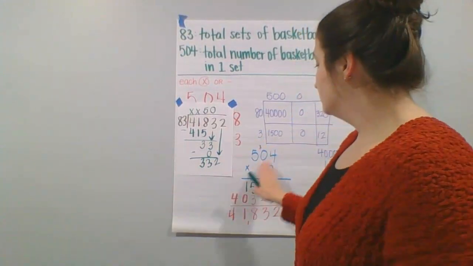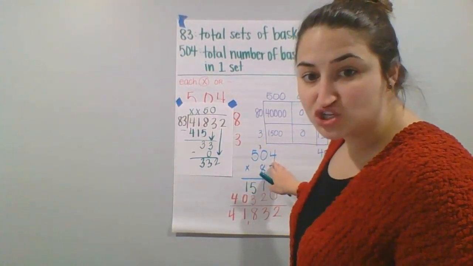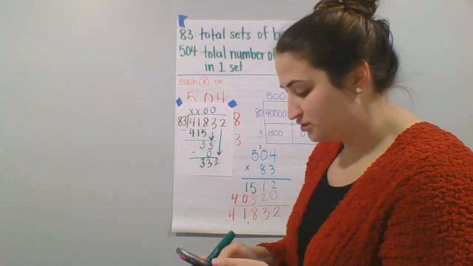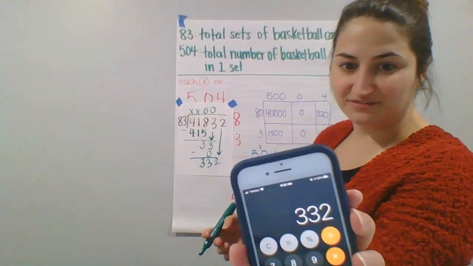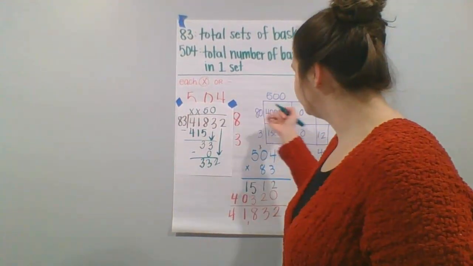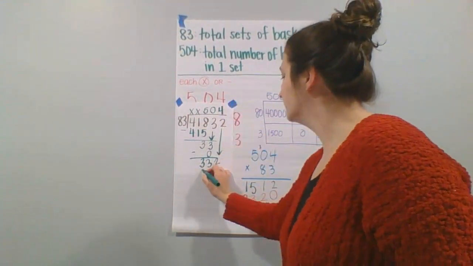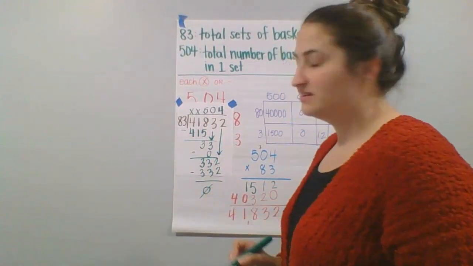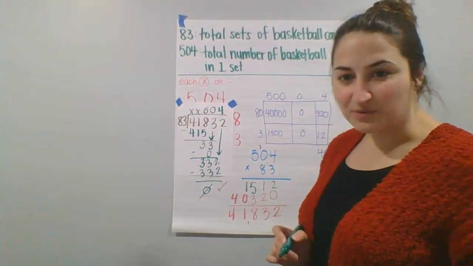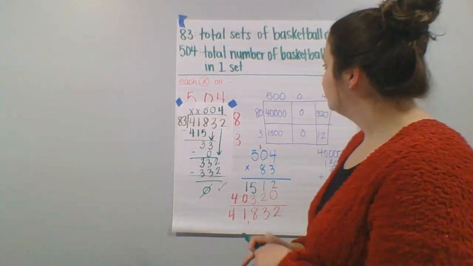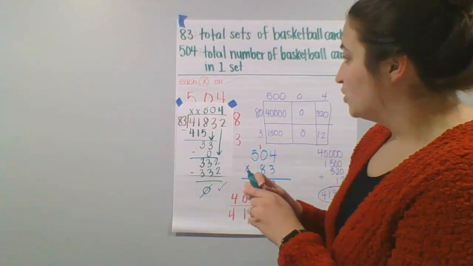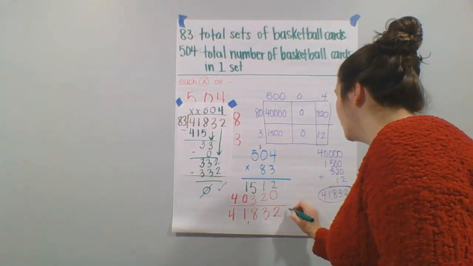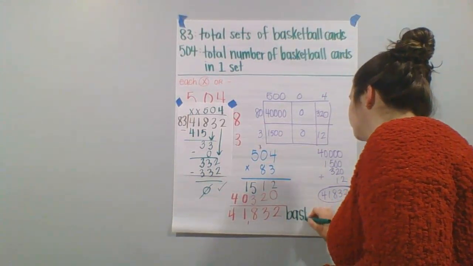So now we want to be using this 4. We want to check and see if 83 times 4 gives me 332. And if you check, it does. So this would be 4. It is 332. We subtract and get 0, which means that we are correct. So our answer would be 41,832 basketball cards.